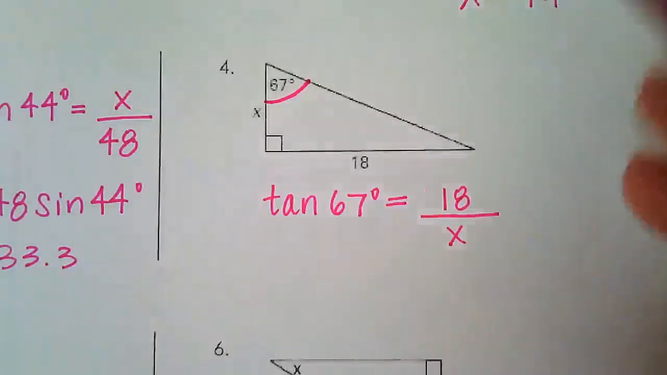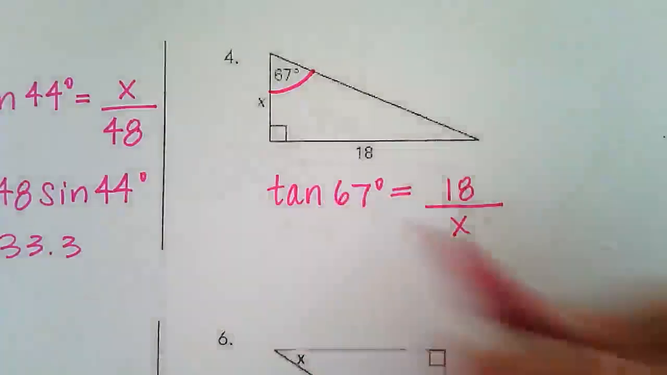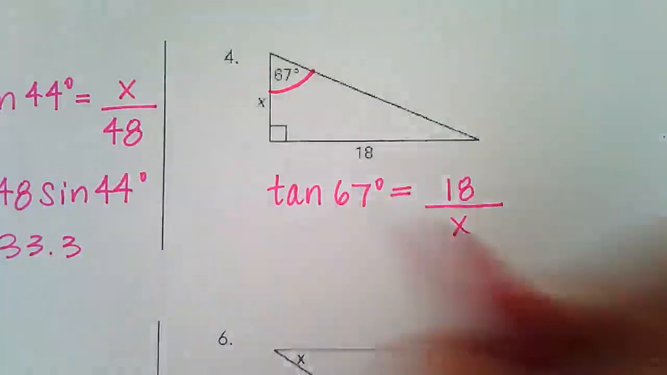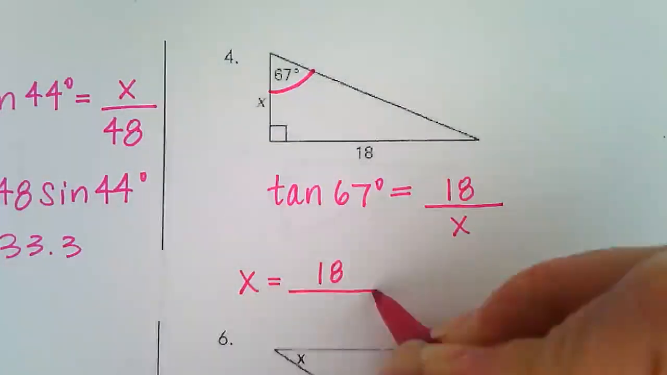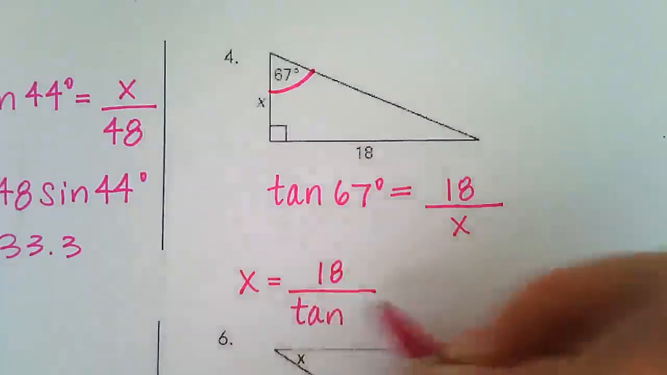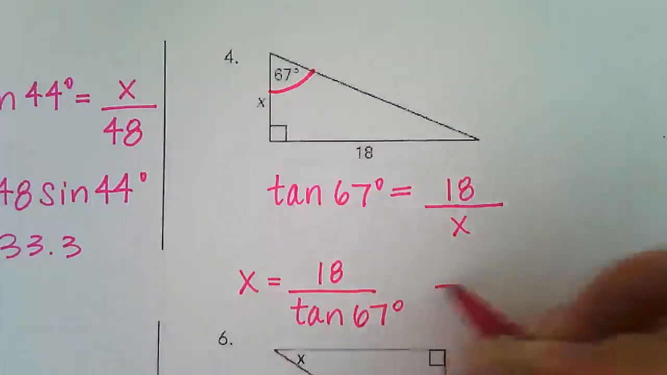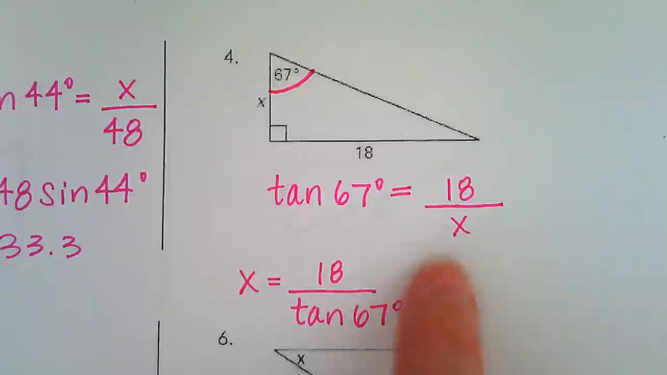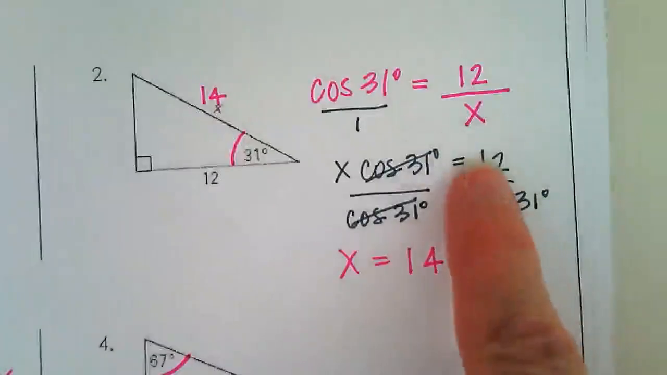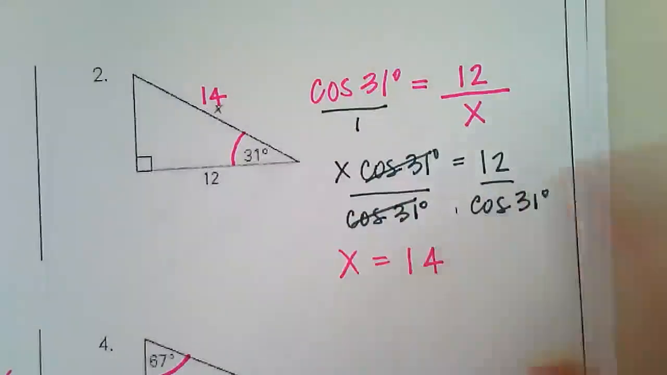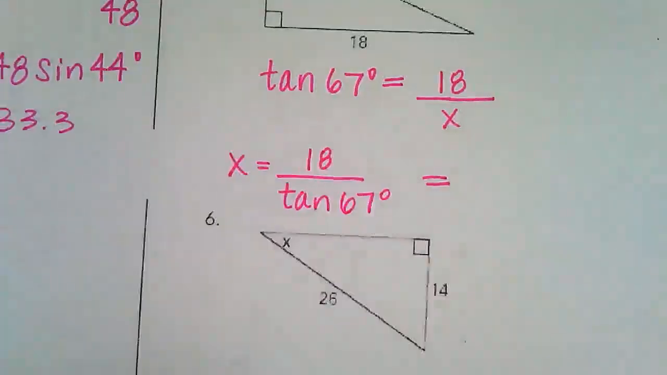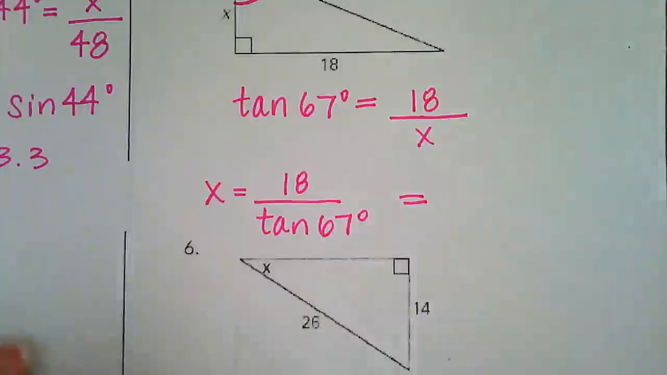This is like the previous one up here. When the x is in the denominator, I just switch those. So what I need to type in is 18 divided by the tangent of 67 degrees. If the x is in the denominator, we just switch them, because when we multiply the diagonals, then we have to divide both sides, so it ends up that way, if you like the shortcuts, which most of you do.